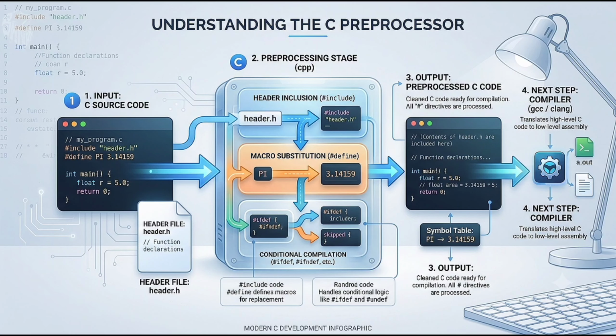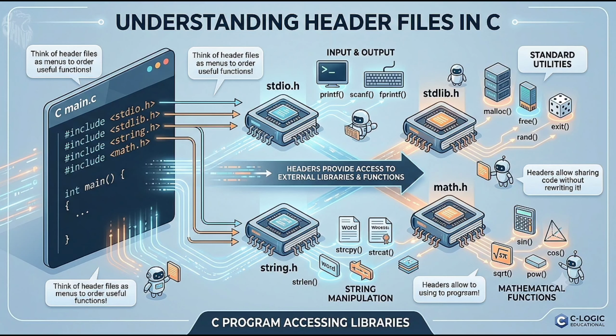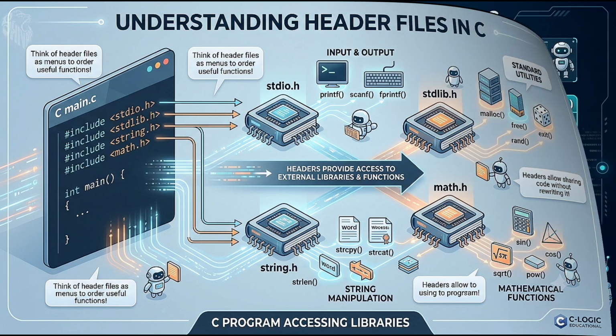22. Preprocessor. The preprocessor works before the main compilation stage. Examples: #include <stdio.h> includes a header, and #define PI 3.14 defines a macro. 23. Header files. Header files contain declarations and other shared definitions. Common headers: stdio.h, stdlib.h, string.h, math.h, time.h.